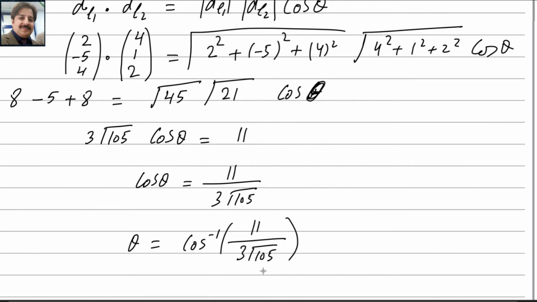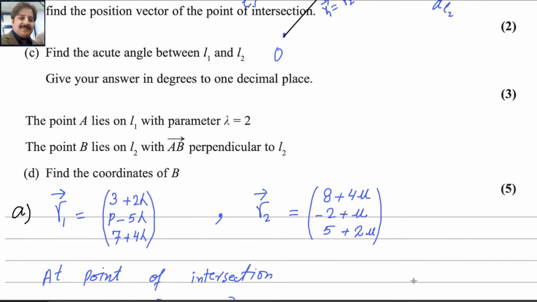Get your answer. Your answer is 69.0 degrees, to 3 significant figures. Theta will be 69.0 degrees. You have to write your answer to 3 significant figures. So this is the answer for part C. For the third thing, find the acute angle. It is already done. Give your answer in degrees to 1 decimal place, and also in 3 significant figures we are writing the answer.